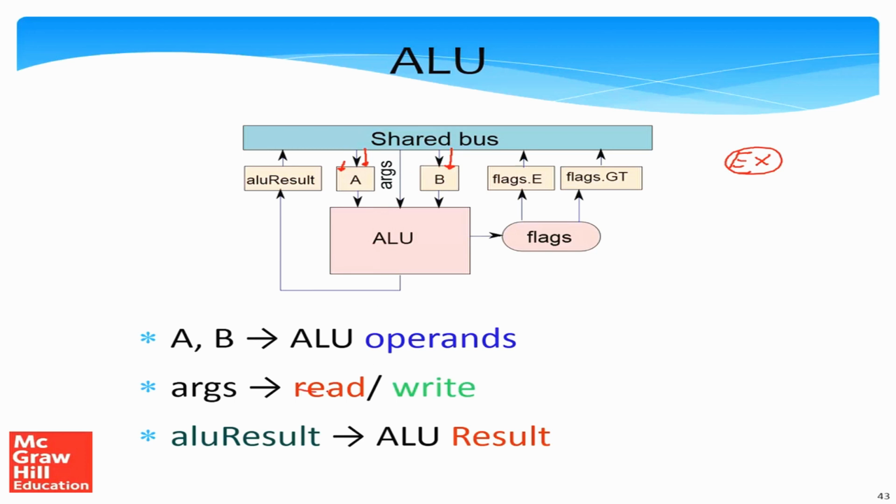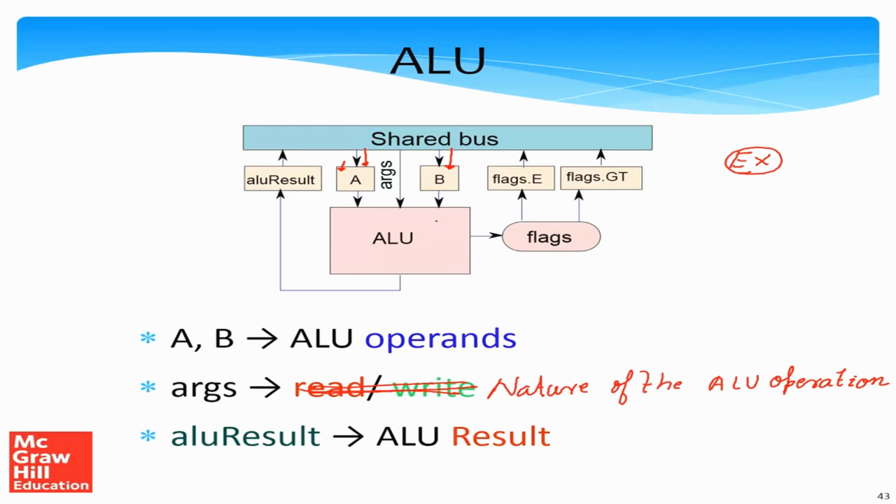Args, which is incorrectly specified here, will contain the nature of the operation that the ALU needs to perform. So I should rather write nature of the ALU operation: add, subtract, multiply, what kind. So args will contain what exactly you want the ALU to do, and all of them will be read from the shared bus. It is not that all of these units are active all the time, but we'll have a way of activating only a certain subset of these units depending upon what needs to be computed.